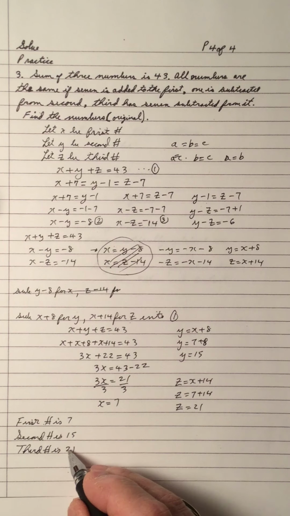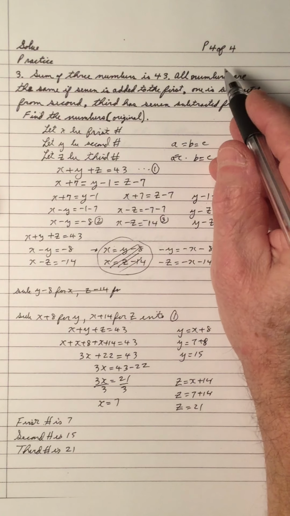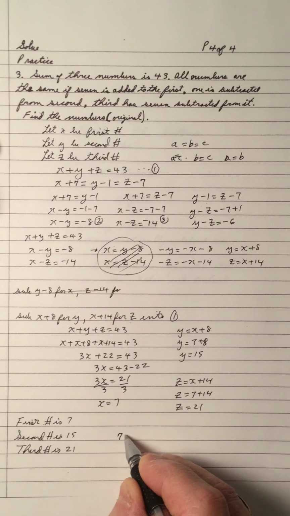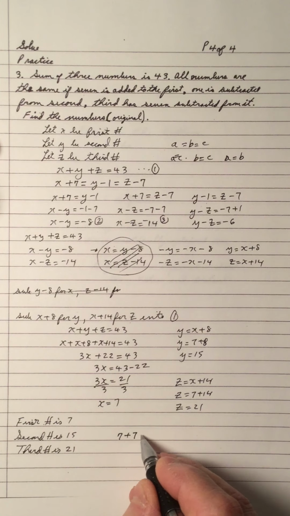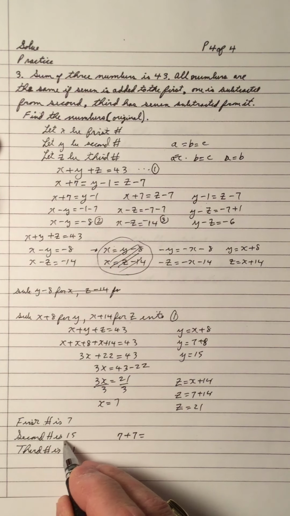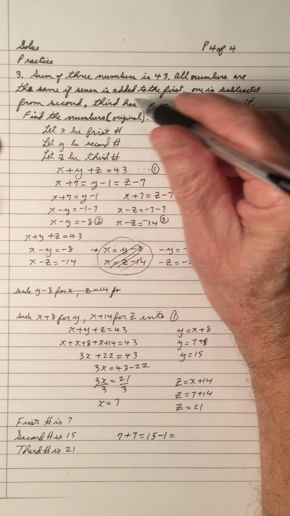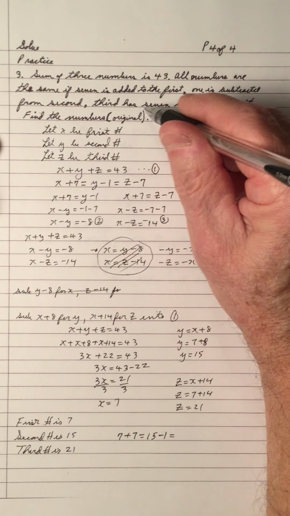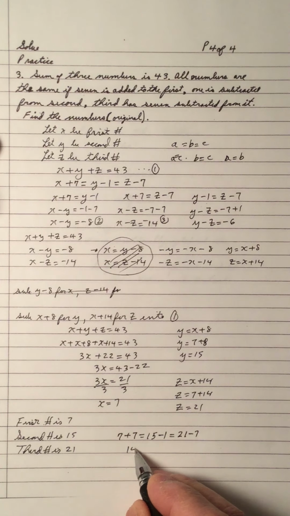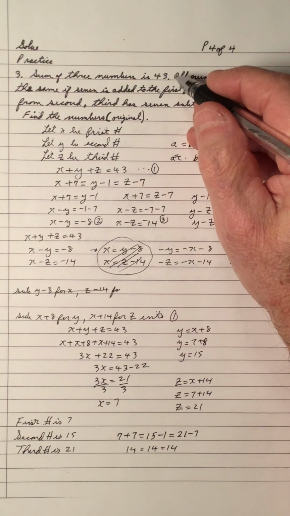And if you add up all these numbers, you get 36 and 7 is 43. So let's check further. If you take 7 and add it to the first, so we take 7 and add it to 7, that's the same as if you subtract 1 from the second. So the second number is 15, so we take 15 and subtract 1. And the third has 7 subtracted from it. So the third is 21, subtract 7. So 14, 14, 14. So these are the three numbers that fit this problem.